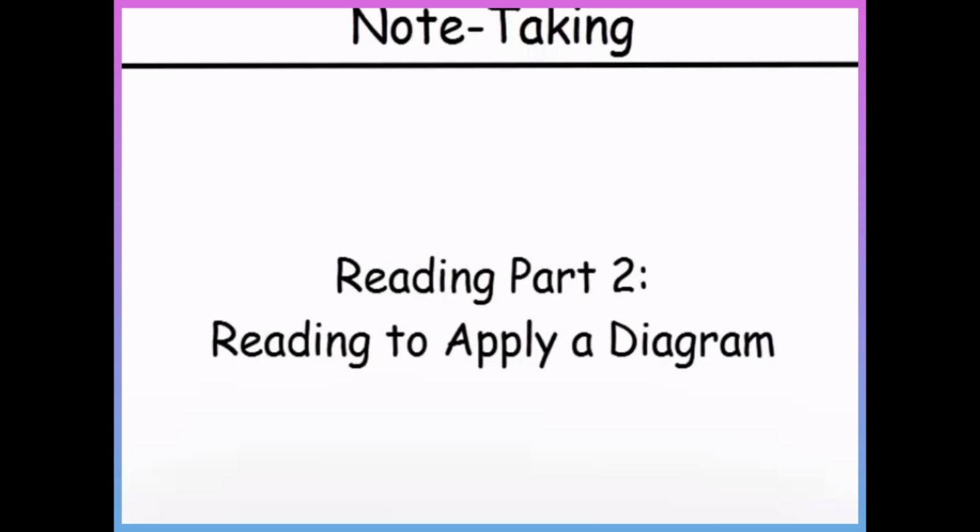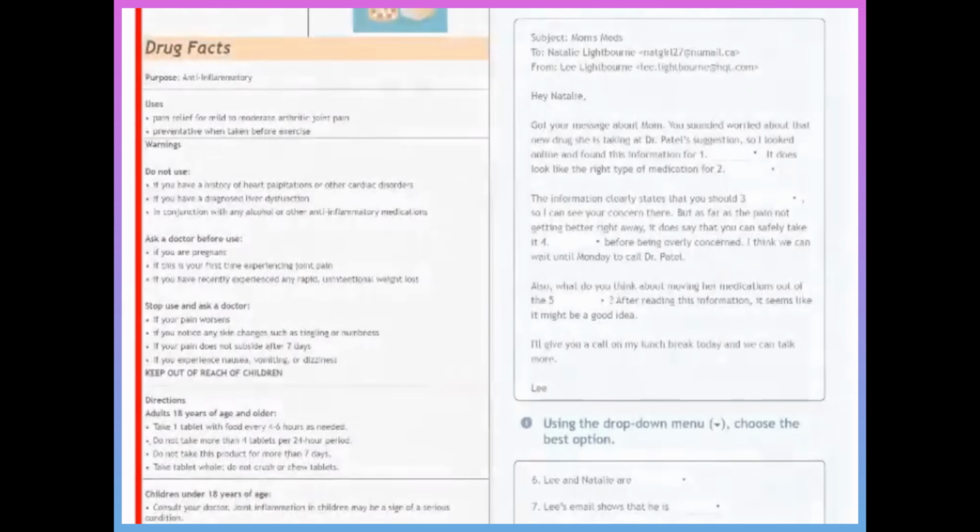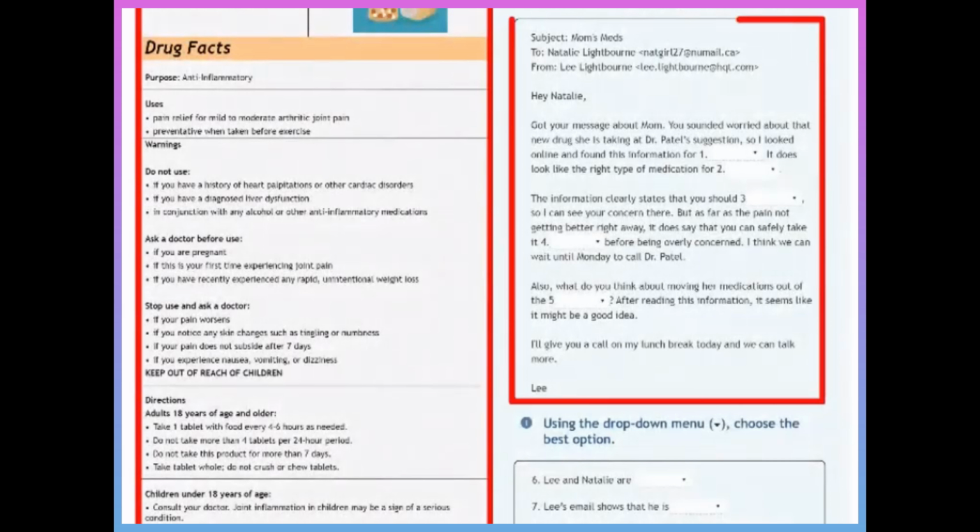We're now going to talk about some note-taking strategies for reading Part 2, reading to apply a diagram. Part 2 is unique among the reading parts in that it contains a diagram as well as a short message. What sort of notes, if any, should you take for this part?